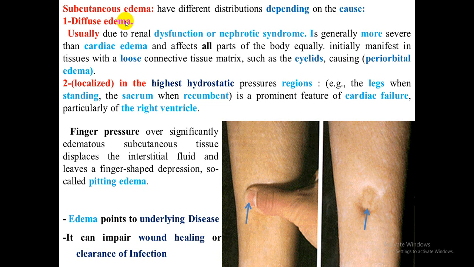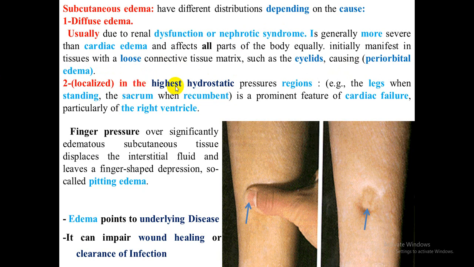Subcutaneous edema has different distribution depending on the cause. It can be diffuse, as we always say, for example in nephrotic syndrome, which has loss of protein or renal dysfunction, and which is more severe than cardiac edema caused by, for example, congestive heart failure. It initially manifests in loose connective tissue, particularly in the eyelids, causing periorbital edema. Edema caused by nephrotic syndrome usually begins in the loose tissue of the eyelid as periorbital edema.